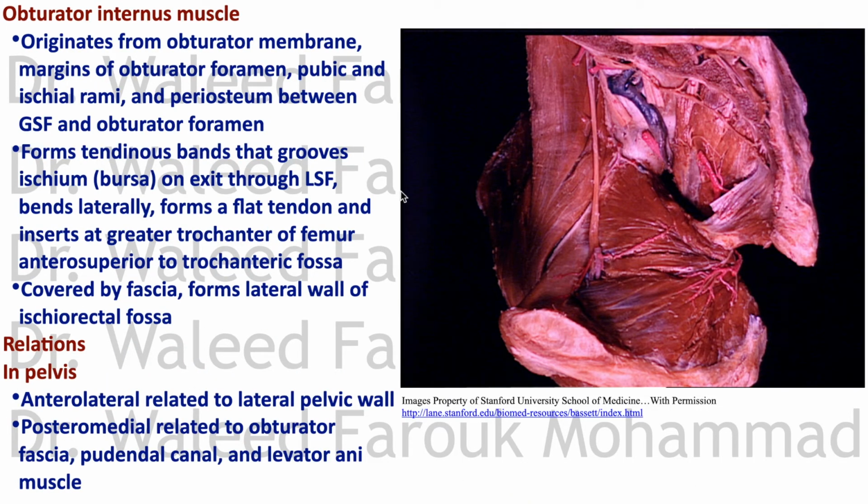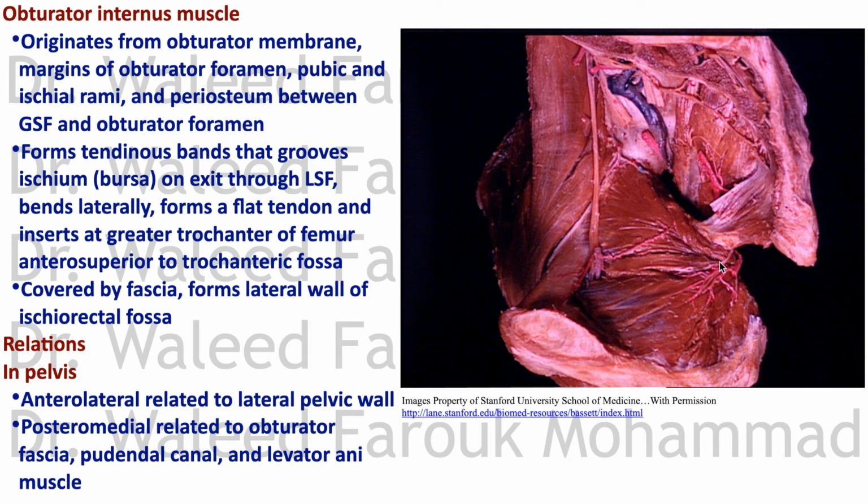Obturator internus muscle, on the other hand, see, all this is the obturator internus. This is the inside of the pelvis, the right pelvis, looking from the left side. It takes from the obturator membrane, it takes from the bone around the obturator membrane, margins of the obturator foramen, the pubic and ischial rami, and periosteum, as you can see here, between the greater sciatic foramen and the obturator foramen, this area. All this is the obturator internus muscle. It's a big muscle, but from the inside of the pelvis.